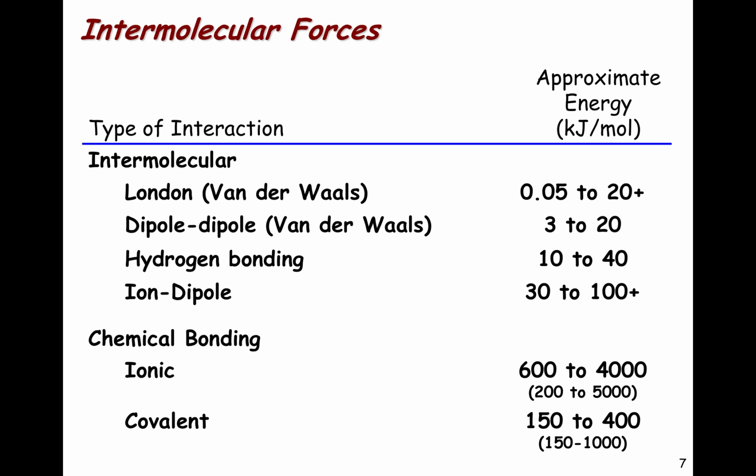All of these intermolecular forces are significantly weaker than the intramolecular bonds, which generally for ionic compounds are 600 to thousands of kilojoules per mole. Likewise, for the covalent and polar covalent bonds, these tend to be in the hundreds of kilojoules per mole, and are significantly strong bonds.